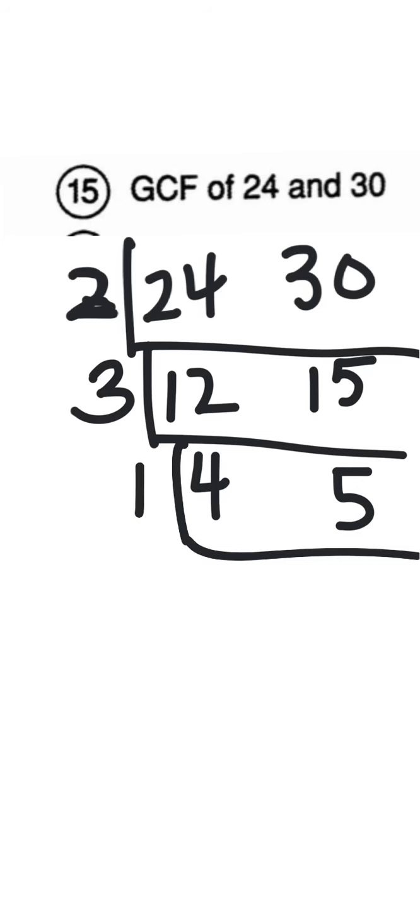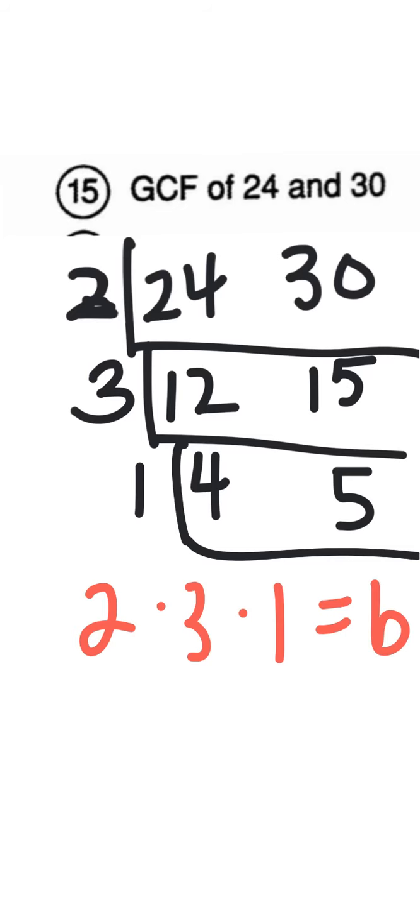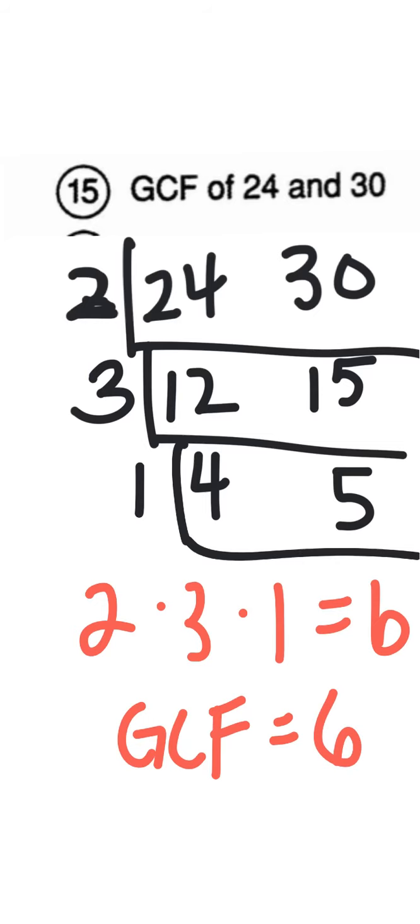So now I'm done. All I have to do is take my numbers. So I had 2 times 3 times 1, right? And what does that equal? 2 times 3 is 6, and 6 times 1 is 6. So my GCF equals 6.